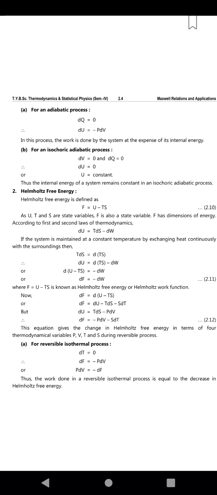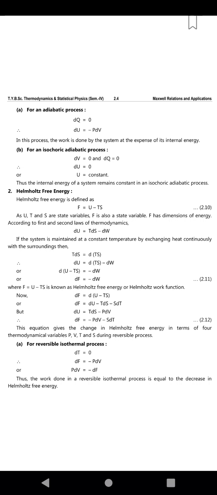If the system is maintained at a constant temperature by exchanging heat continuously with the surrounding, then we can write TdS equal to d(TS), because in this case temperature remains constant. Therefore we can write the temperature inside the derivative too, because it is constant, it makes no difference, so this can be written as d(TS). Therefore the above equation can be written as dU equal to d(TS) minus dW.